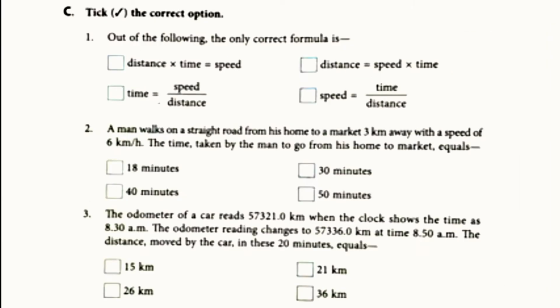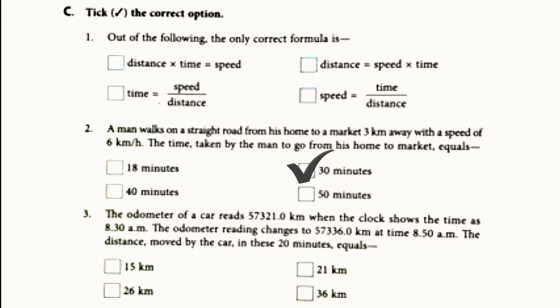Part C. Choose the correct option. First, out of the following, the only correct formula is B, distance is equal to speed into time. Second, a man walks on a straight road from his home to a market 3 km away with a speed of 6 km per hour. The time taken by the man to go from his home to market equals 30 minutes.